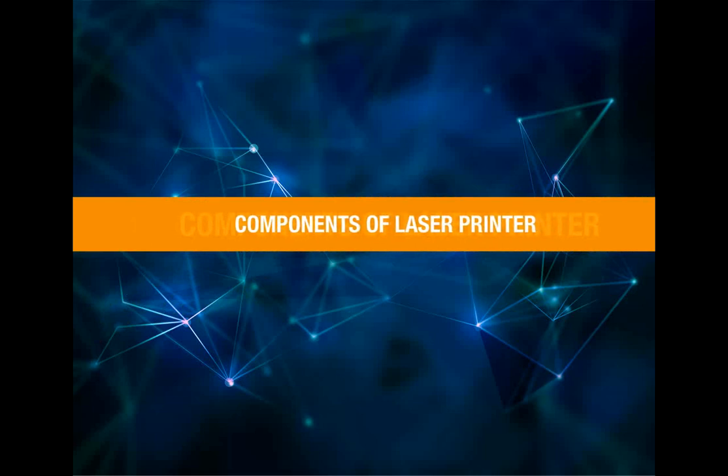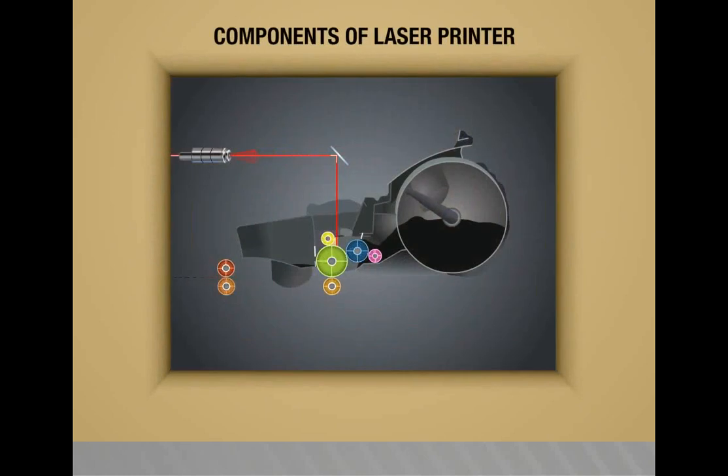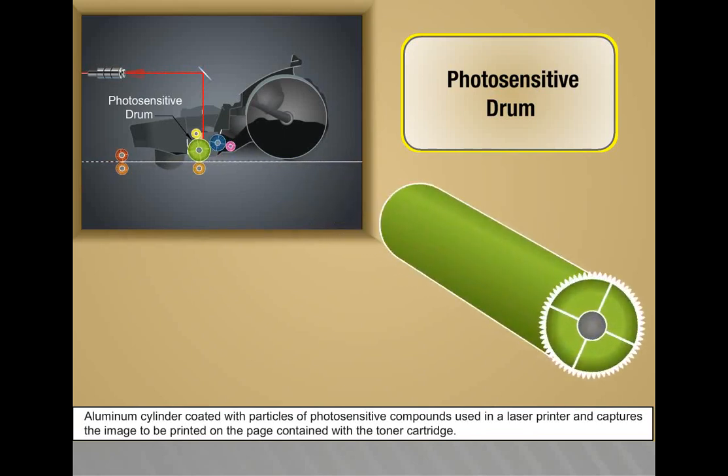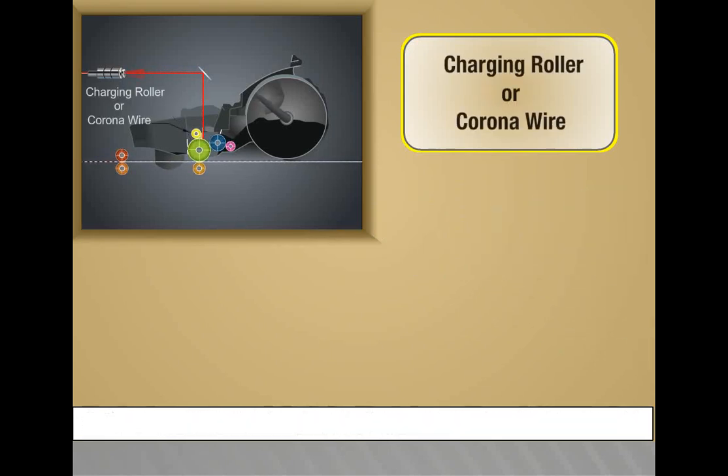Components of laser printer. In this video, we are going to see about components of laser printer. Photosensitive drum. Aluminum cylinder coated with particles of photosensitive compounds used in a laser printer and captures the image to be printed on the page, contained with the toner cartridge.